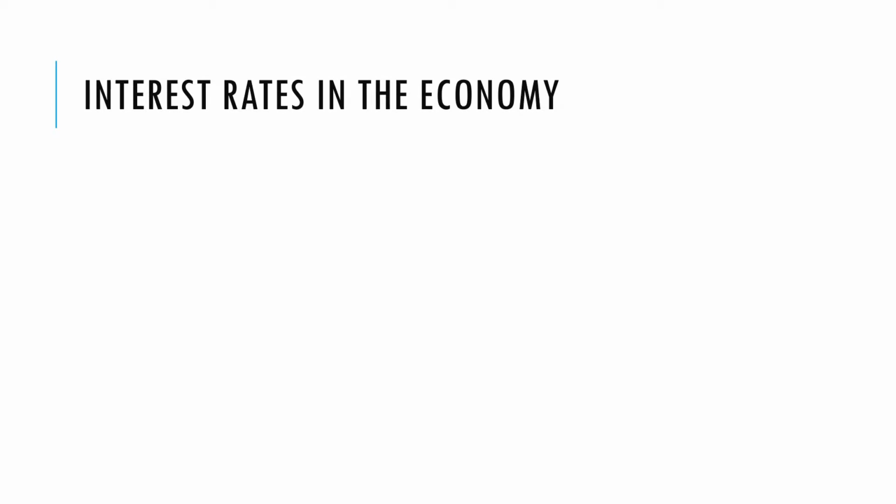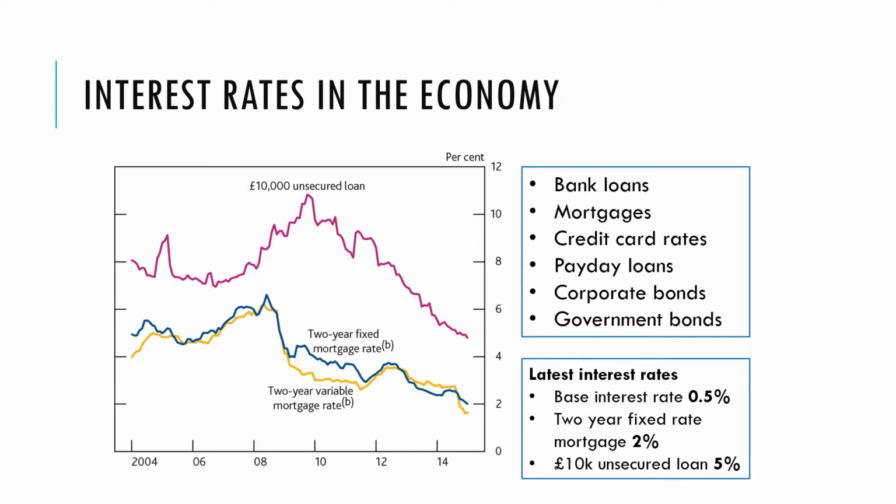Now, the base rate of interest influences many of the interest rates in the economy, and there are lots of different interest rates. Bank loans have slightly different interest rates to mortgages, which will have slightly different interest rates to credit cards, payday loans, and other ways of borrowing or lending money. So, for example, a base rate of interest might be 0.25%, but a 2-year fixed rate mortgage might be 2%.